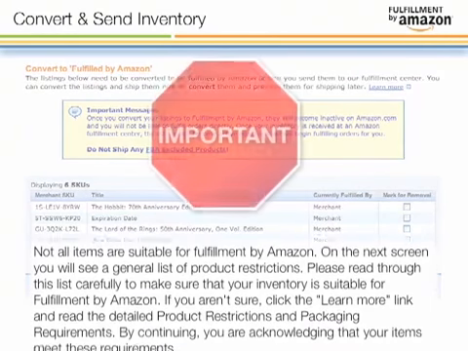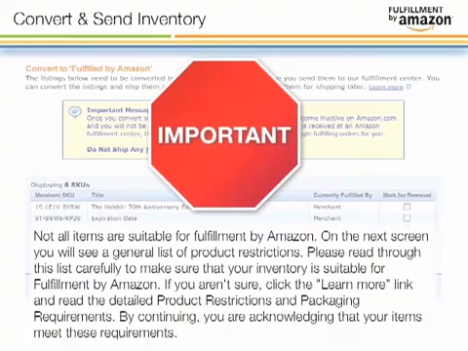Not all items are suitable for fulfillment by Amazon. On the next screen, you will see a general list of product restrictions. Please read through this list carefully to make sure that your inventory is suitable for fulfillment by Amazon. If you aren't sure, click the Learn More link and read the detailed product restrictions and packaging requirements. By continuing, you are acknowledging that your items meet these requirements.